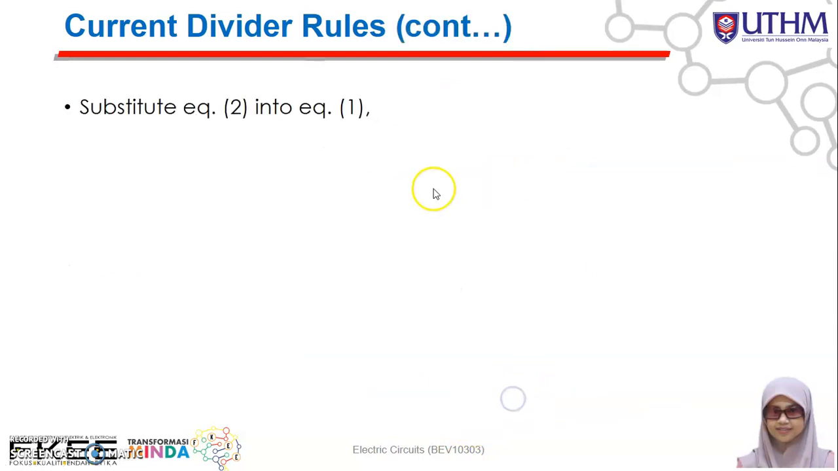Okay, so basically you can substitute your equation 2 into equation 1, where your equation 1 is I is equal to I1 plus I2. So from here, I is equal to V1 over R1 plus V2 over R2. Okay, and then I can rearrange my equation so that I have the same denominator. I have R1 R2 at the lower side.